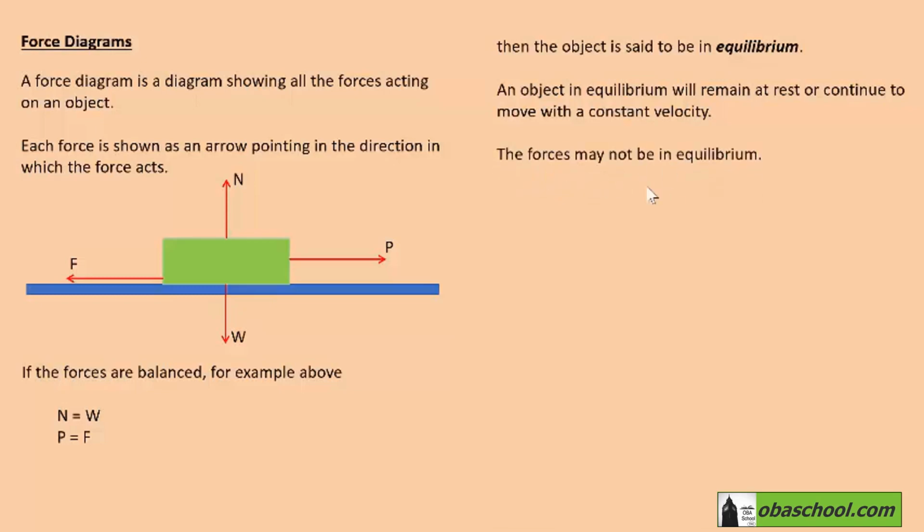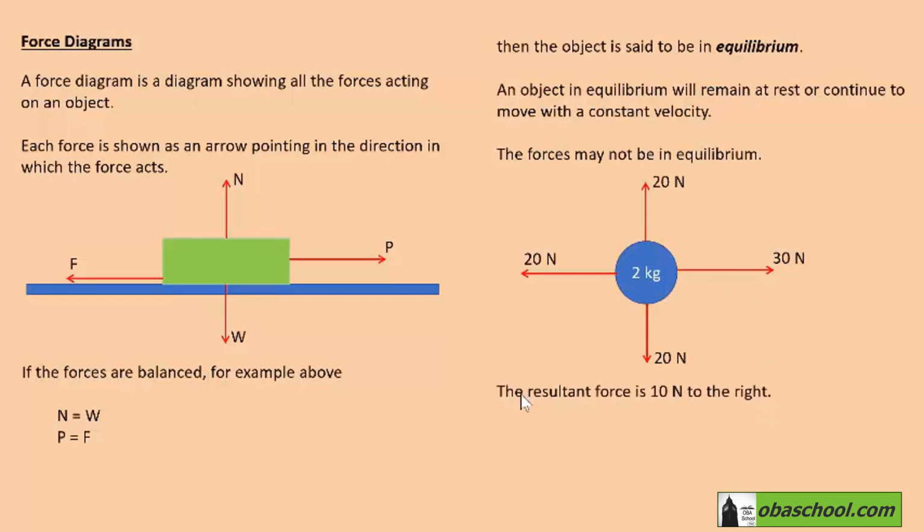The forces, however, may not be in equilibrium. So let's consider this object just here. Let's suppose we've got a 20 newton force acting this way, 20 newtons that way, 30 newtons this way, and 20 newtons this way. It should be clear that these vertical forces balance, but the horizontal forces don't. We've got 10 newtons more acting in this direction. The resultant force is therefore 10 newtons to the right.